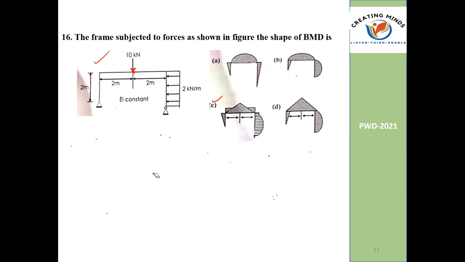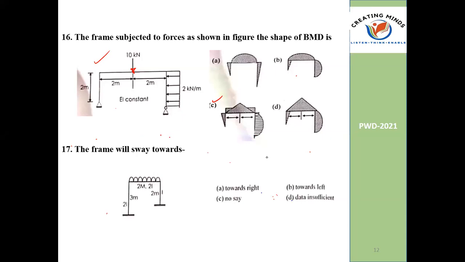Okay, we'll move on to the next question. The frame will sway towards which condition? Towards right, towards left? There is no sway. This particular frame will sway towards... It's no sway, sir. No sway.